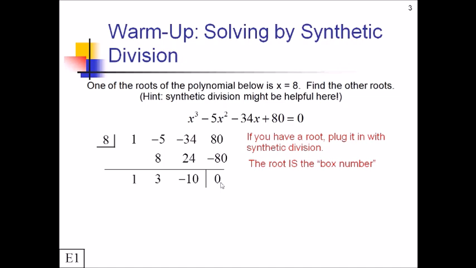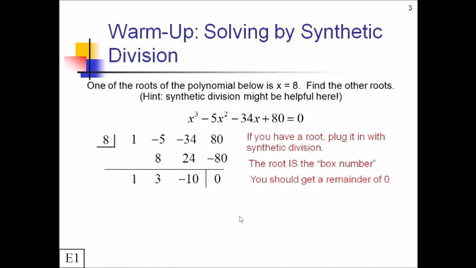Now this shouldn't come as a big surprise. You should get a remainder of 0. I mean, they told you 8 was one of the roots. That means when you plug it in here, you get 0, and plugging in 8 and getting 0 is the same as dividing by x minus 8 and getting 0.